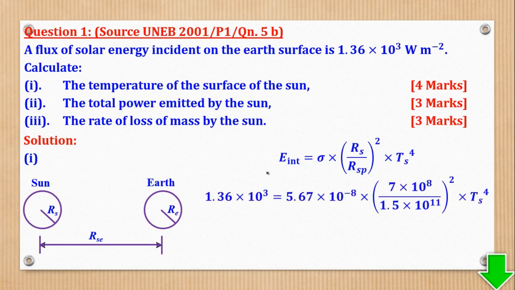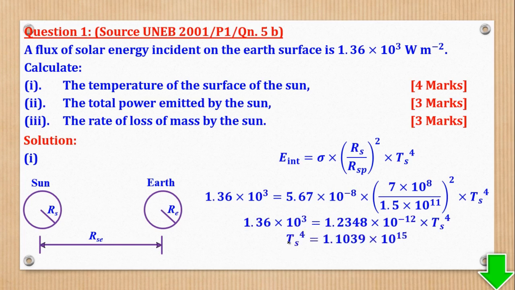Then substitute. Now here I use the word SP, but it should be SE to mean distance between the sun and the earth. So substitute energy intensity, Stefan's constant, RS, RSE, and this is the only unknown. So still the same, simplify and make T to power 4 the subject, and after that we make Ts the subject. And that will be the temperature they want. So that was Roman 1.